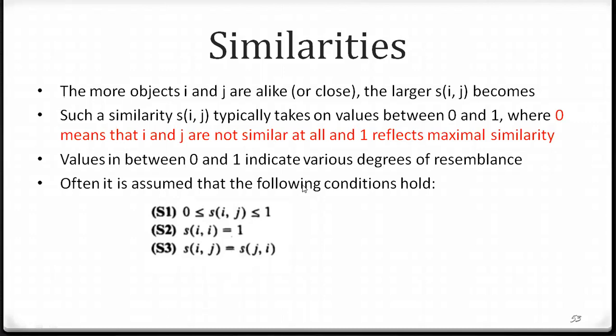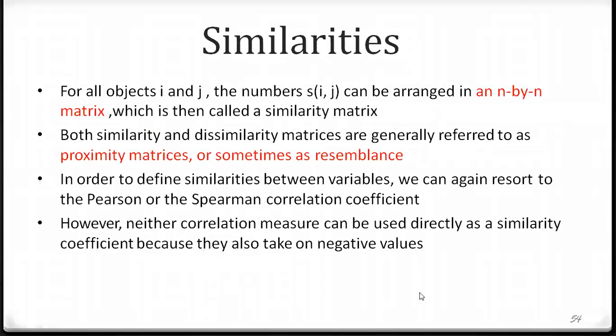So we have a few assumptions here. The similarities lie between 0 and 1, the similarity between the same object is 1, and the similarity between objects i and j is equal to the similarity between objects j and i. I mean, the similarities are symmetric. Your similarities can also be arranged in an n by n matrix. This similarity and dissimilarity matrix is otherwise called a proximity matrix, or resemblance.